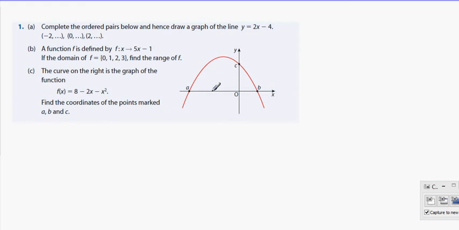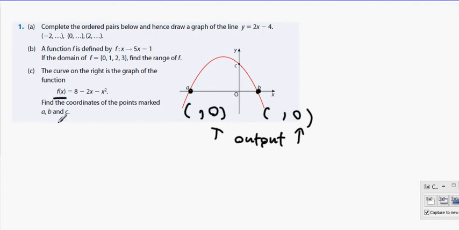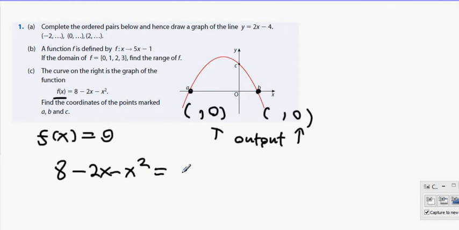Okay, so what we've got to do here is, for A and B, we know that both the y values are 0. Does everybody agree with that? Both y values are 0. This means that the output is 0. And what stands for output? f of x equals 0. The output when the input is x is 0. Find the input. This means that 8 minus 2x minus x squared equals 0.